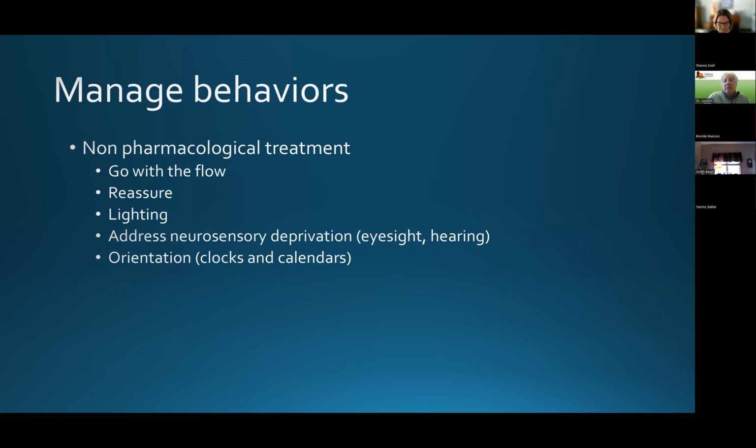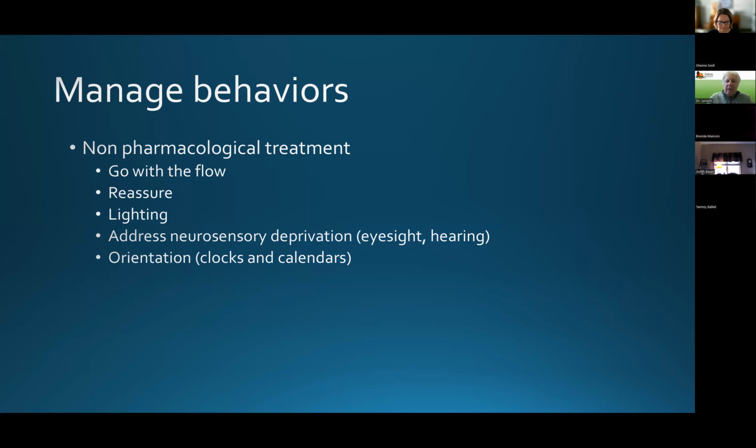Address any neurosensory deprivation. So if they need glasses, make sure they get the glasses, and the eyewear is clean. If they have a hearing aid, maybe it needs a battery. Maybe it needs the cerumen impacted in the tube cleaned out. So just good hearing aid hygiene, if you will.